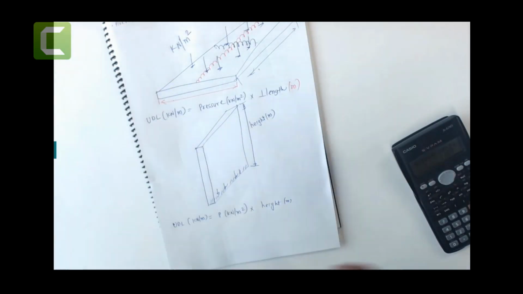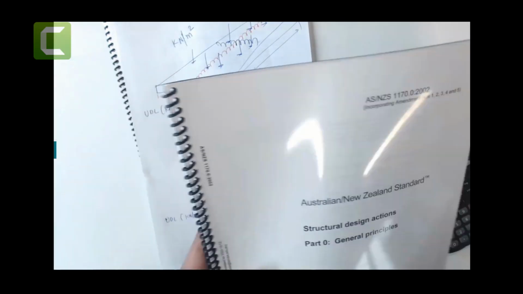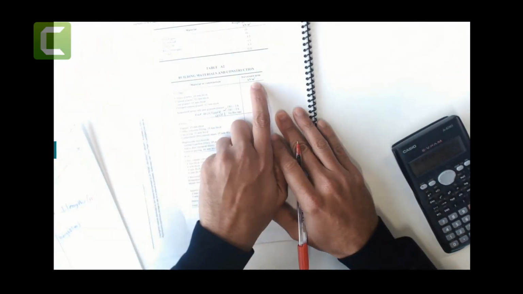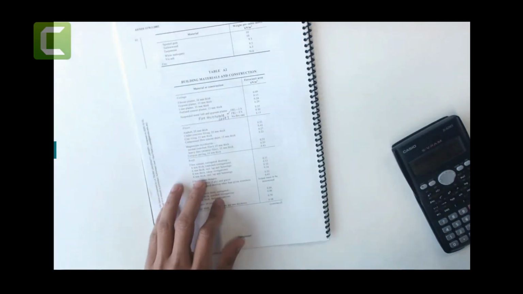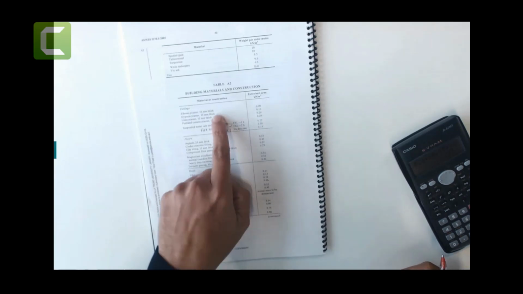Now you might come across in table A2, where they just give this meter square, a meter cube, read off by taking the thickness.